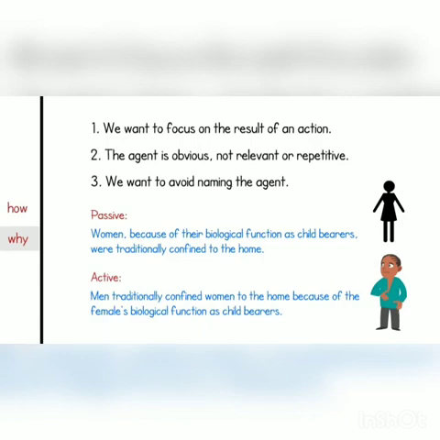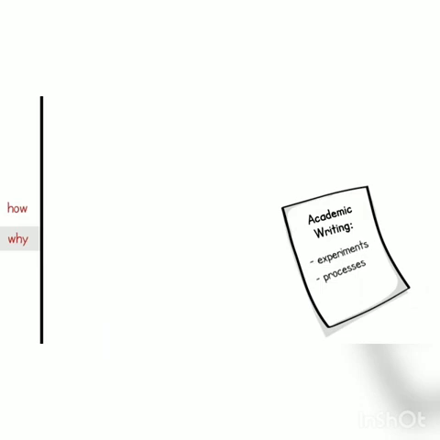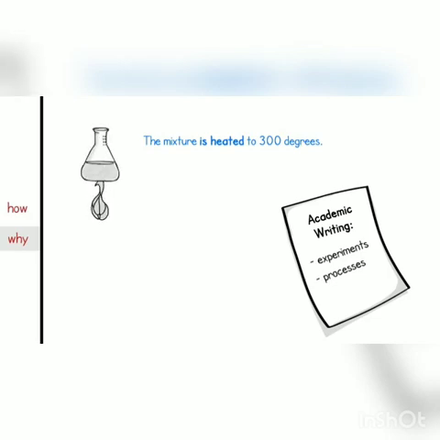Now that we have considered the why passive part of our discussion, we use passive in our academic writings for experiments and for processes as well. You can take this example. The mixture is heated to 300 degrees.